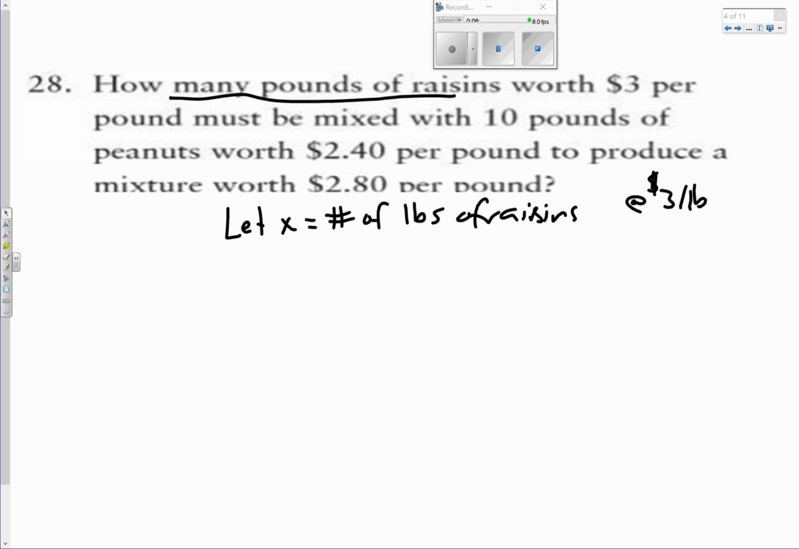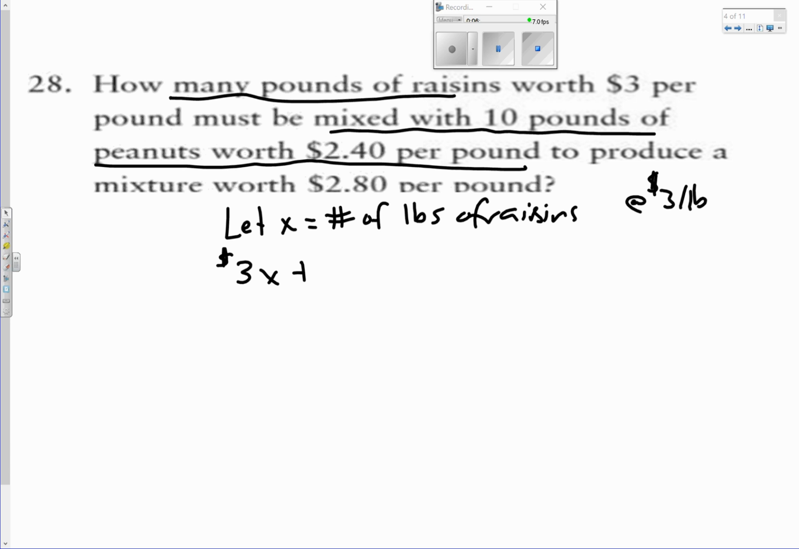Okay, so we know that it's $3 per pound. We don't know how many pounds there are, so we're just going to put 3x because they're worth $3 each. That's $3 times the number of pounds, plus, so they have to be mixed together, right? Mixed with 10 pounds of peanuts worth $2.40 a pound. So we know that the cost is going to be $2.40 and we have 10 pounds of that, so that's easy. And that's going to equal some sort of mixture, right, which is worth $2.80.